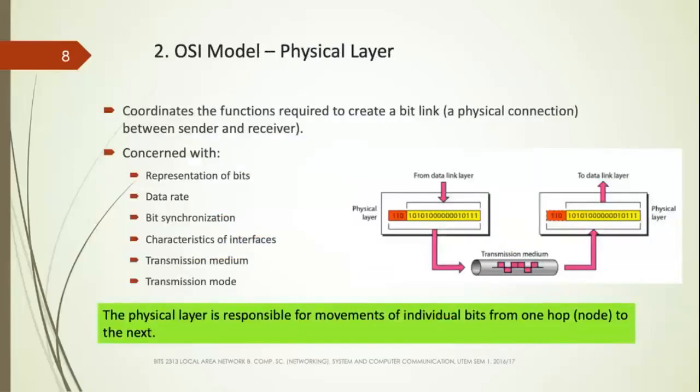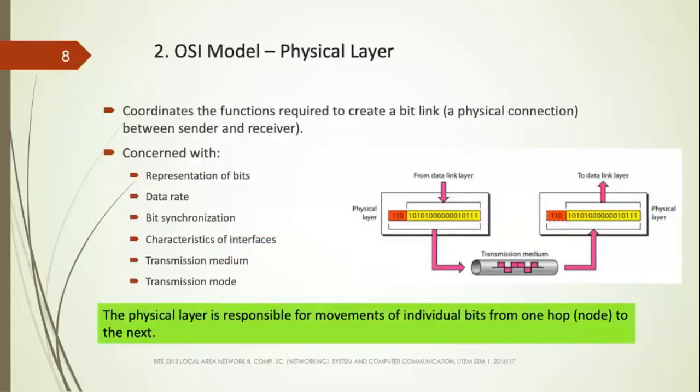All right. So let us go through one by one. I will just go through some of the highlights of the OSI model. Okay. So for the first one, we call it physical layer. As its name implies, it involves the physical side of our transmission.